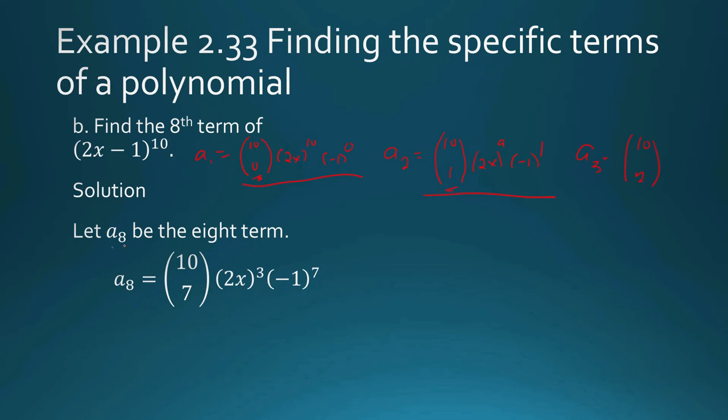So here, we are looking for the 8th term. So it's going to be 10 taken 7. That's the combination formula for the coefficients. And then 2x raised to 10 minus 7. And then negative 1 raised to 7. Negative 1 raised to 7 is negative. That explains that negative sign. 2 cubed x cubed. Okay, so 2 cubed is 8. x cubed is this one.